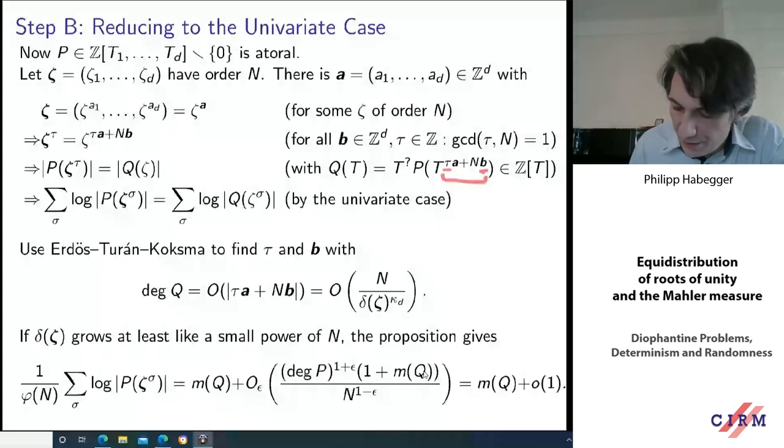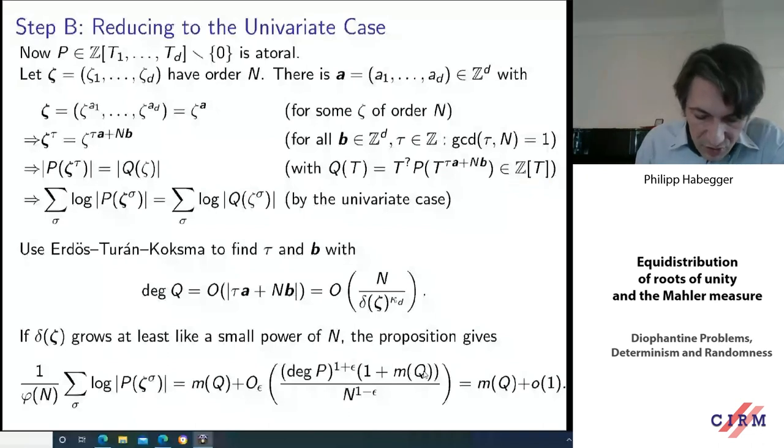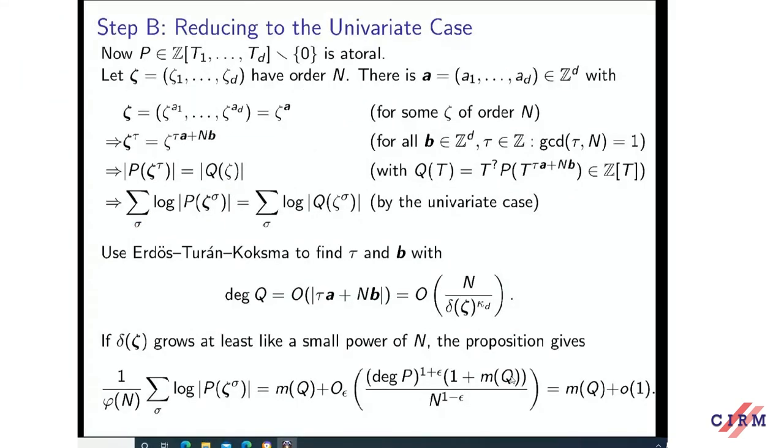But it will be a univariate polynomial. So we can try to apply the proposition before to this univariate polynomial. The point, of course, is that the average doesn't change by doing this process. So we can reduce to the univariate case. The price we pay is that the degree of this Q here will be very large.